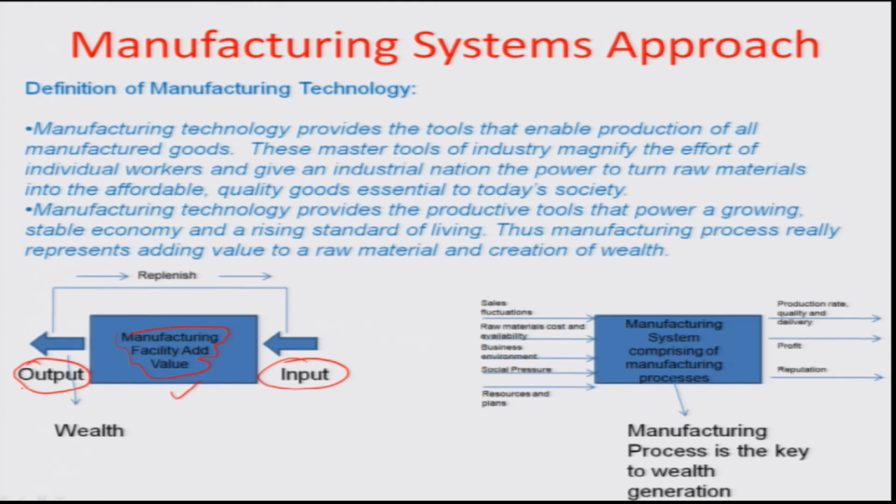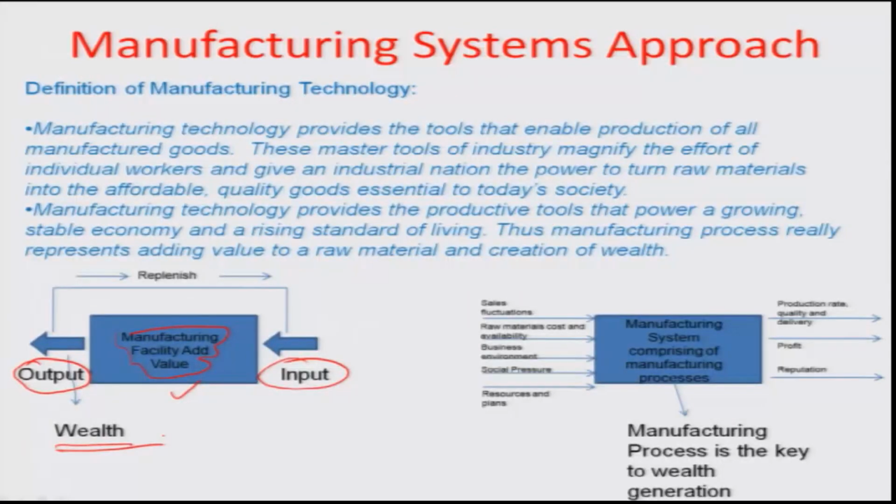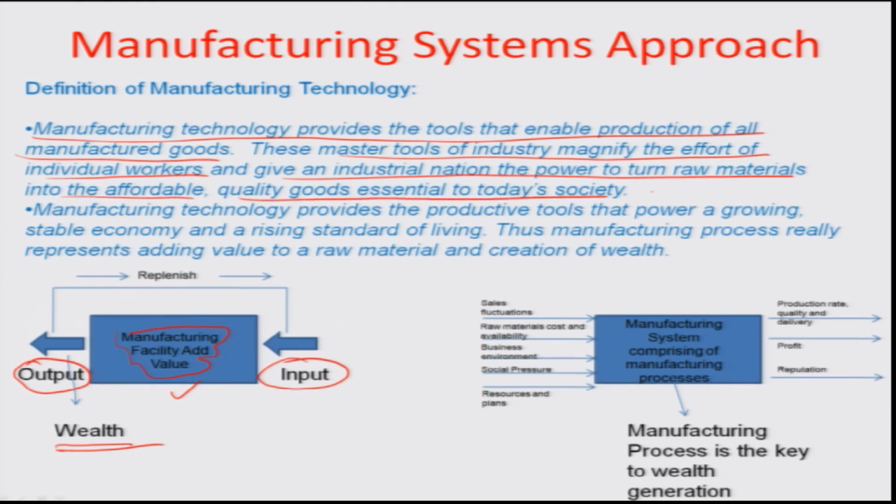And so it is very important to plan the facility in a manner so that this value can be added according to the aspirations and needs of various sections of the society, and if you can add the value in the right manner, then the product can be positioned in the right manner. It will definitely generate a lot of wealth, which is the reason why a manufacturing facility exists. So definitionally, manufacturing technology really provides the tools that enable production of all manufactured goods. These master tools of industry magnify the effort of individual workers and give an industrial nation the power to turn raw materials into affordable quality goods essential in today's society.